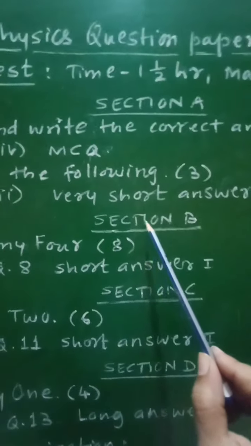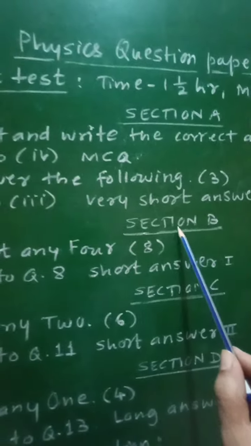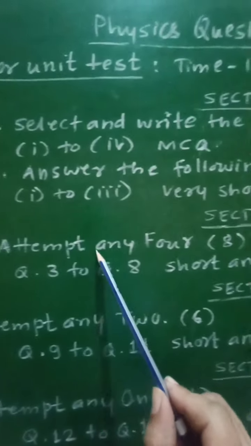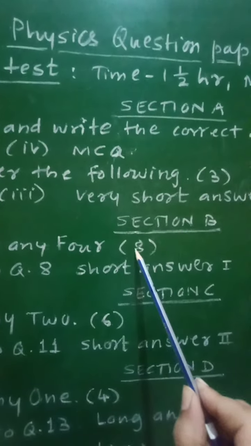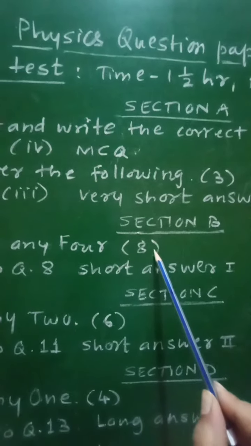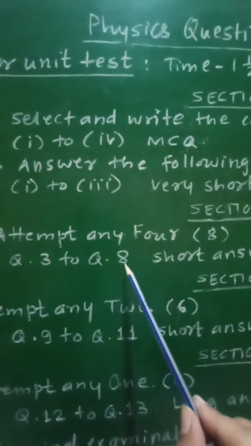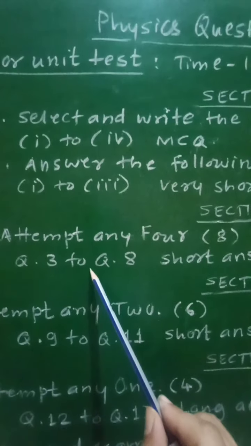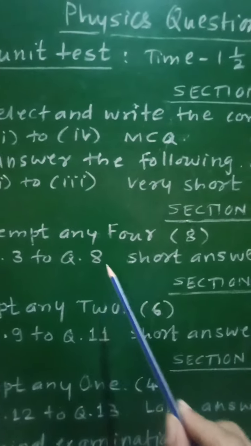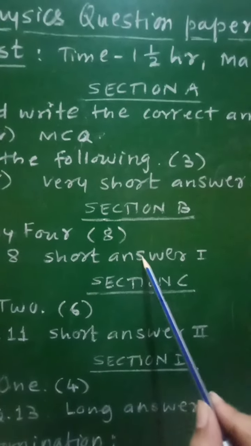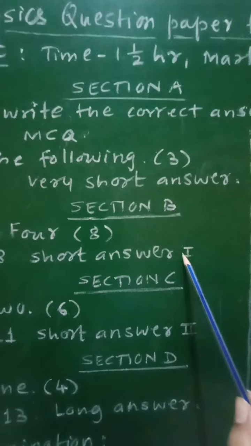Then section B. In section B, the question will be attempt any 4 and it will carry 8 marks. In this, question number 3 to question number 8 will lie, and they will be short answer type 1 questions.